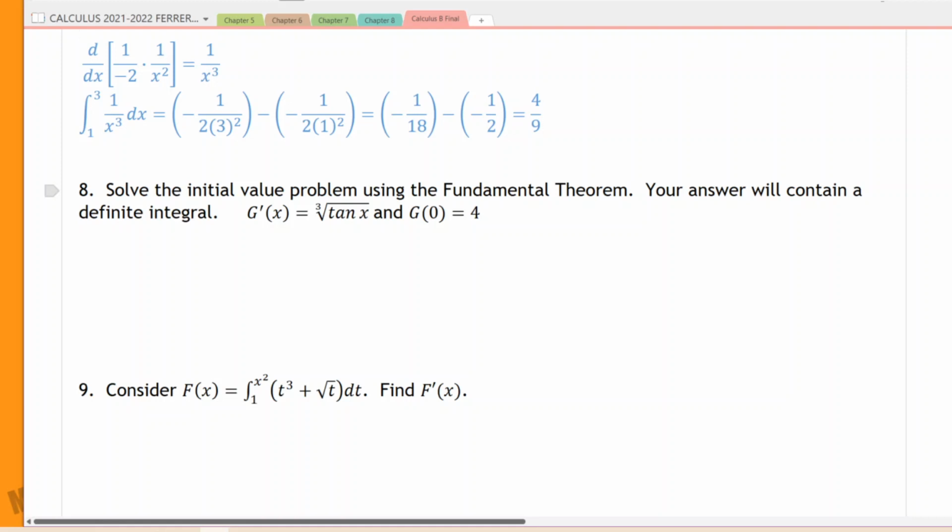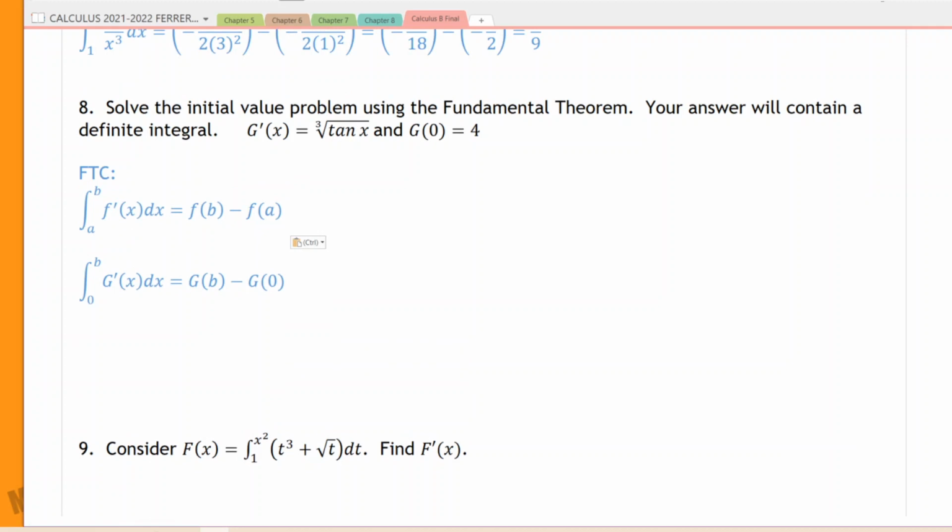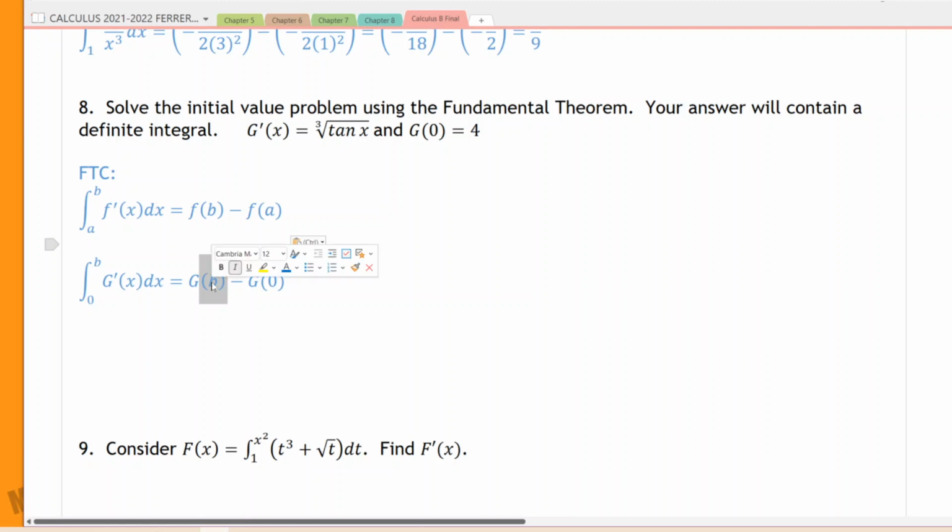Let's take a look at question 8. We're supposed to solve the initial value problem using the fundamental theorem, and your answer will contain a definite integral. Okay, let's go ahead and get our fundamental theorem going. There we go. It's the same fundamental theorem. Our function is capital letter G instead of F. And we know that G of 0 is 4, so we're going to change all of our A's to 0. And if I want my function to be a G of X, then I'm going to have to change all the B's into an X.